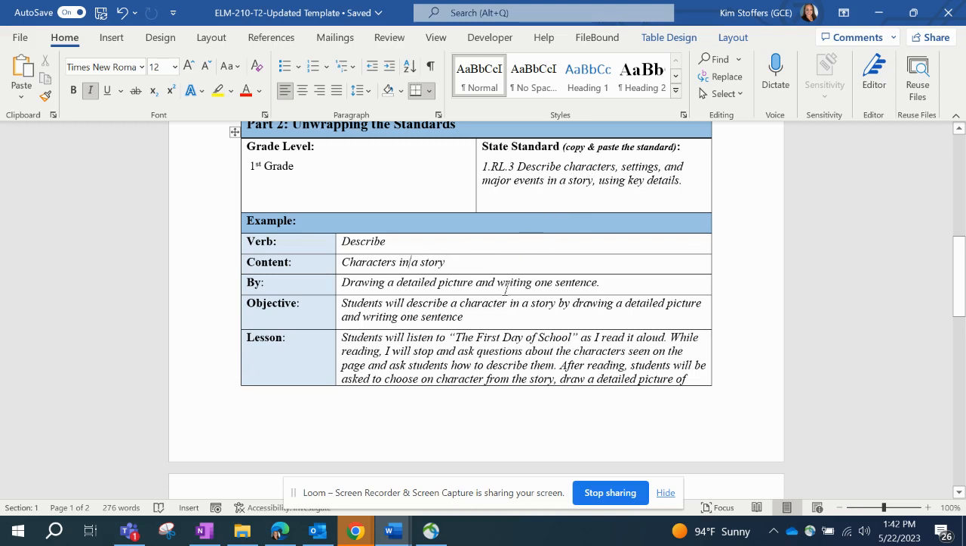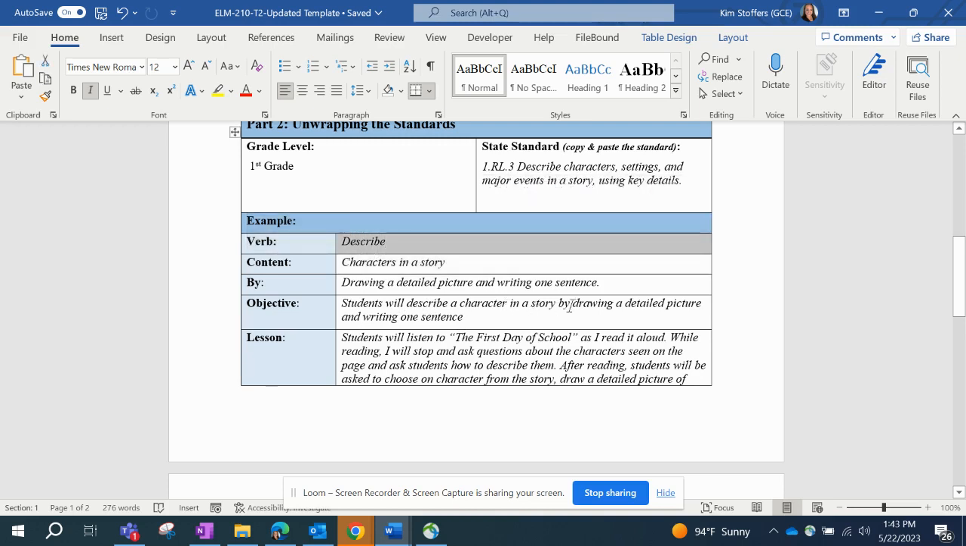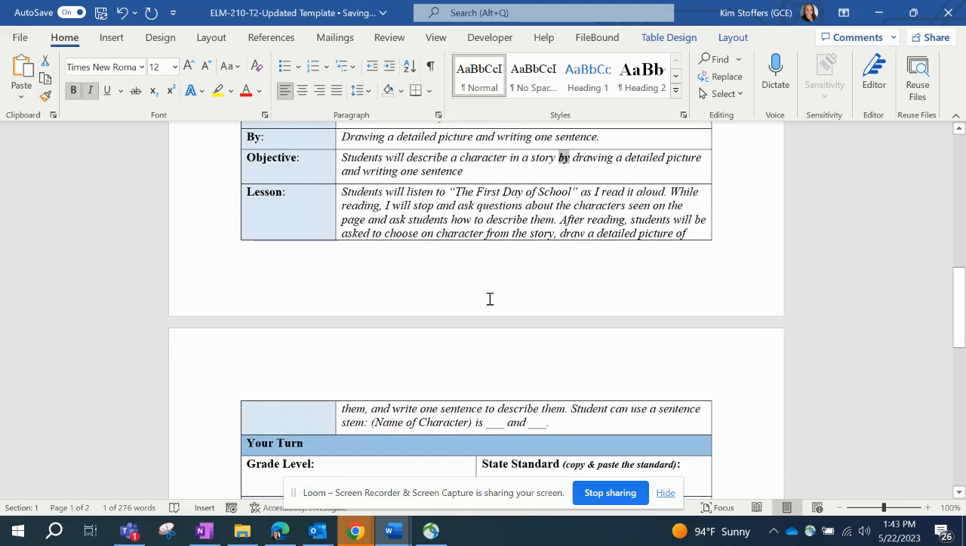The way they're going to show me their description is they're going to draw a detailed picture and write one sentence. Now this is first grade, so drawing a picture is more helpful than writing a paragraph. Now I'm going to put these things together. These 2 usually go together, and then I use the word by and tell me what they're going to be doing. Students will be able to describe a character in a story by drawing a detailed picture. Now from there, you're going to explain what the lesson will be.